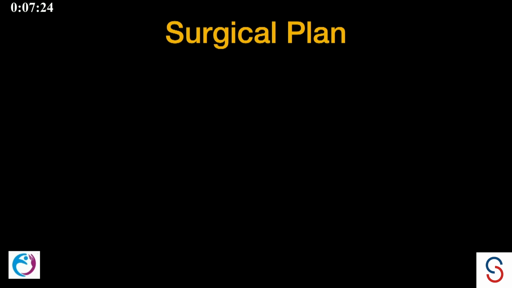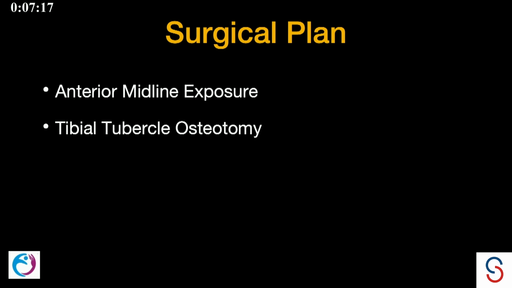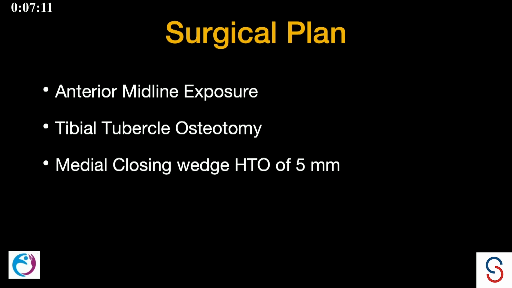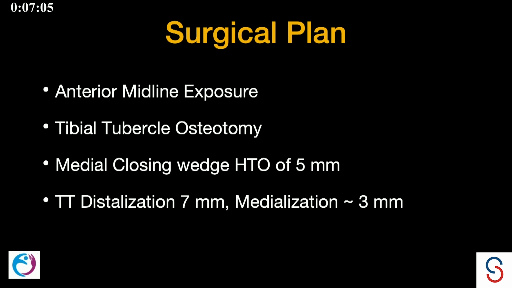So the surgical plan was exposure by anterior midline exposure. Do a tibial tubercle osteotomy with a big biological plate, kind of a 6 millimeter long tongue. Planning showed that I needed to do a medial closing wedge osteotomy of about 5 millimeters. TT distalization of about 7 millimeters. Medialization, I decided not to get fixated to a value, and I would decide after closing the osteotomy.